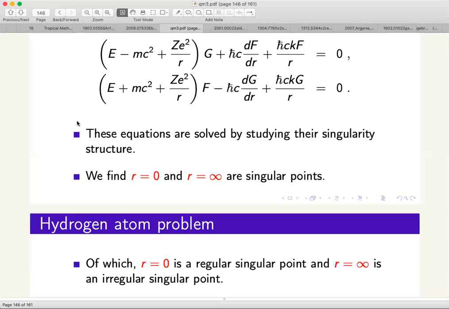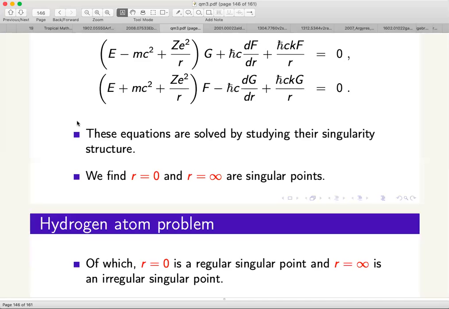Then because P is a coefficient of a first order derivative, you ask, is r minus r naught times P a regular quantity at r equals r naught? And is r minus r naught squared times Q regular? If the answer is affirmative to both of them, then you would say that that point is a regular singular point for the second order differential equation.